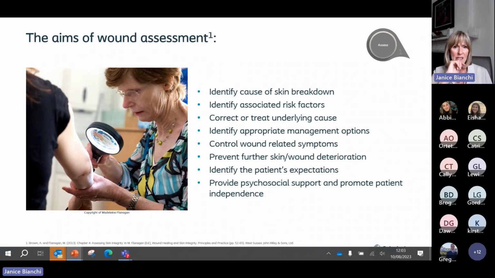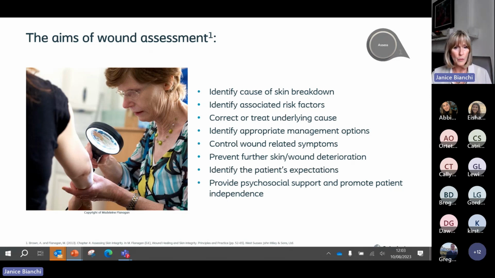And why are we assessing wounds? Well, of course, we're assessing wounds for all of these things. So to identify the cause of the skin breakdown, to identify if there are any associated factors. Is this because of peripheral vascular disease? Is it a pressure ulcer? We then look to correct or treat any underlying causes that we can treat and identify appropriate management options for that individual. We would look at controlling the symptoms that that person has and trying to prevent further wound deterioration.